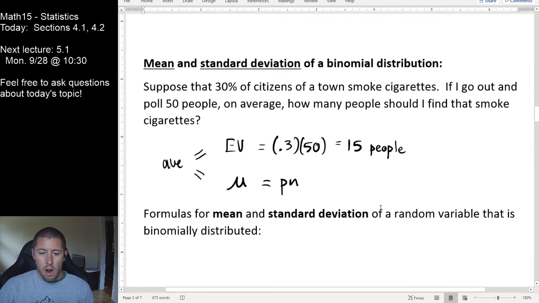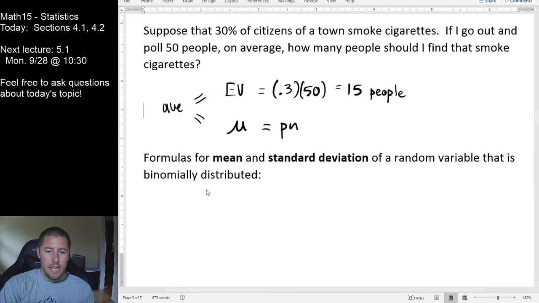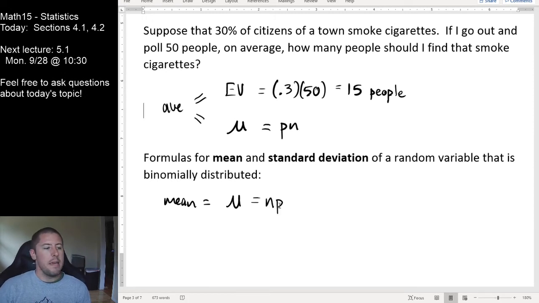So our formulas for the mean and for the standard deviation: our mean we denote as mu, the u with the tail on it. In general, this is just written as NP. N is the sample size, P is the probability of success. Our standard deviation is less obvious for a formula, but I'm going to give you the formula, and then we'll look at it and convince ourselves that it's giving us answers that make sense to us.